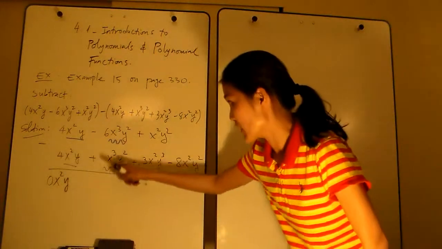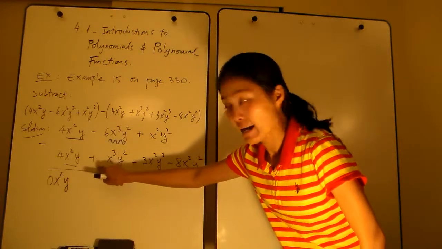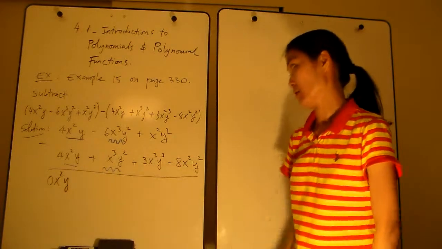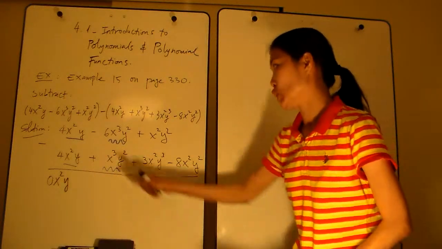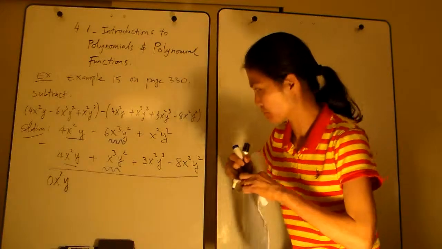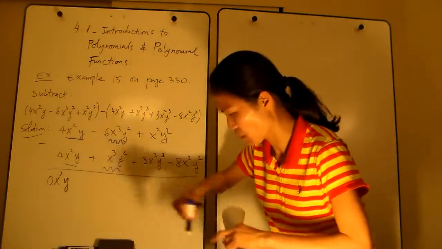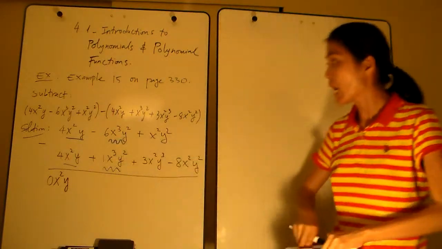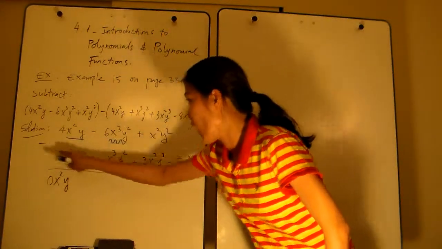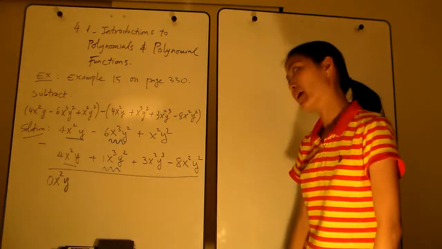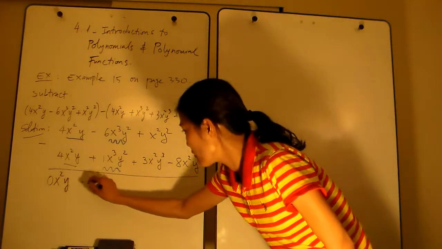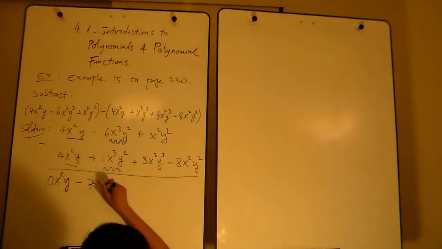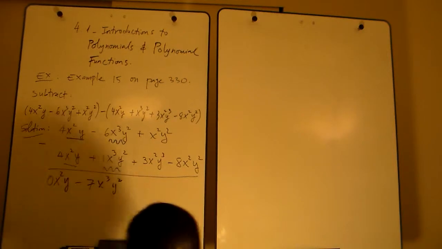That means when you take negative 6, you don't add, okay? Negative 6, you subtract this x to the third y squared. So negative 6 subtract this. In front of this is actually 1, right? So the coefficient of this term is 1. So negative 6 subtract 1 is what? Negative 6 subtract 1 is negative 7. Negative 7x to the third y squared.